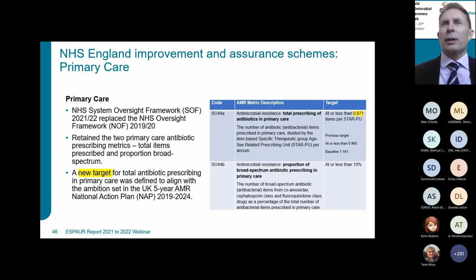Now, the previous target that had been deployed had been to aim for at or less than 0.965 from a baseline in 2013 of 1.161. And the 0.871 target now aligns to the National Action Plan target of reducing prescribing by 25% from that 2013 baseline. The target for broad spectrum prescribing remained the same, with a goal of keeping broad spectrums to at or less than 10% of all prescribed items. Next slide, please, Ella.